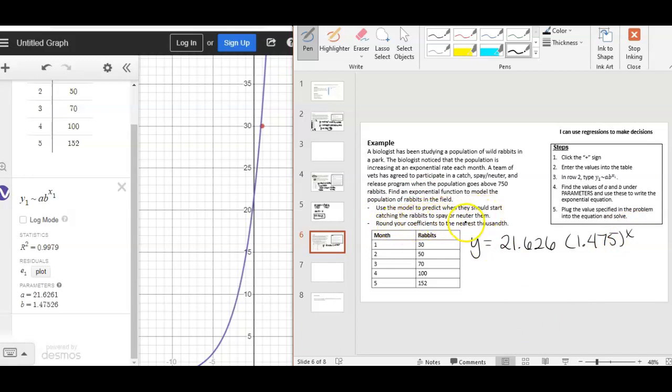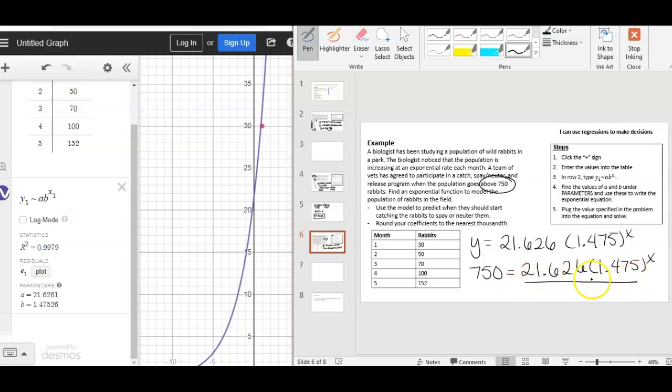So now it wants you to use this model to predict when they should start catching the rabbits to spay or neuter them. So they're going to start catching when it goes above 750. So we want to figure out when this model is going to equal 750 rabbits. So that will require us to solve this exponential equation. So we have 750 equals 21.626 times 1.475 to the x.